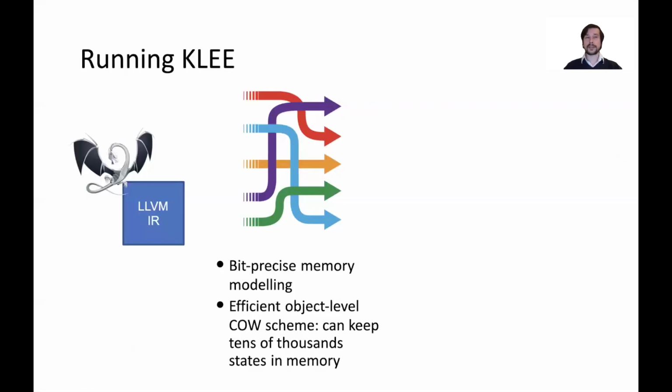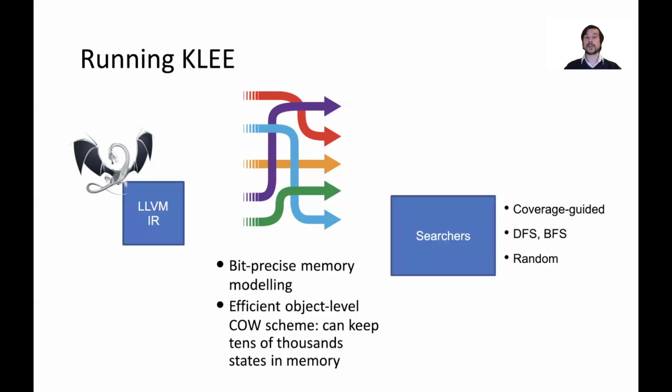After we've compiled the application, KLEE can run it and explore each potential path of this application. For every path, KLEE bit-precisely models the memory and its accesses. And using a very efficient object-level copy-on-write scheme, KLEE is able to keep tens of thousands of those paths simultaneously in memory. To direct KLEE to specific parts of the application, the user can use searchers.